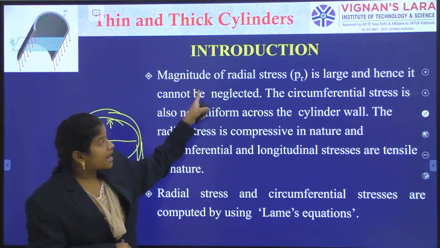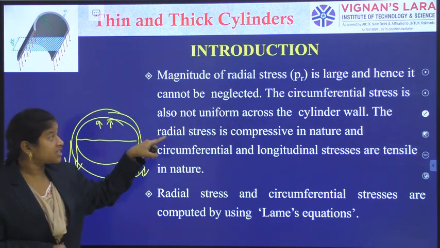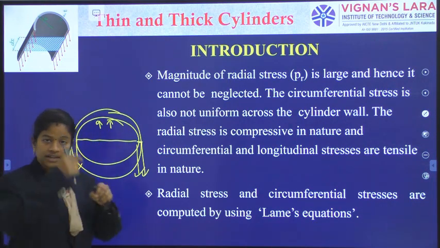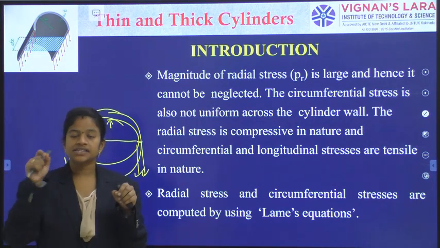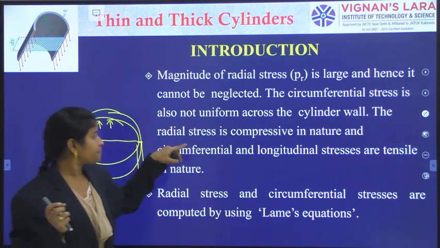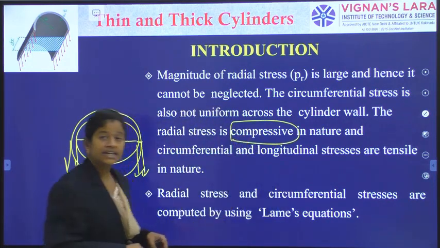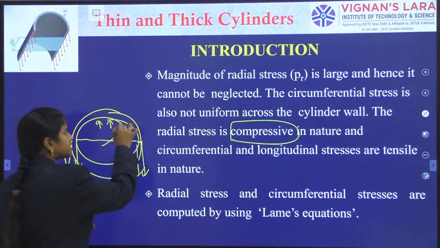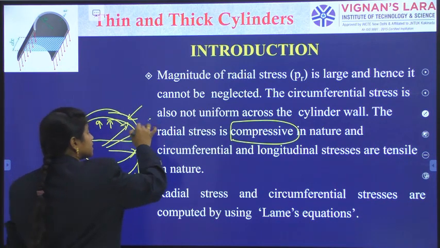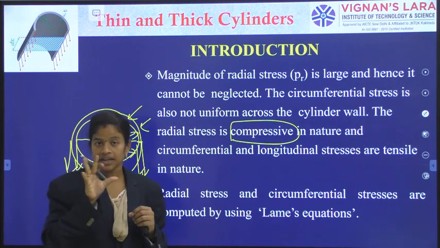And here the magnitude of the radial stress is large and must be considered, and the circumferential stress is also not uniform across the cylindrical wall. So on this cylindrical wall, at every point the circumferential stress is different. It varies based on the different conditions applied on the tanker. The radial stress is compressive in nature. Yes, we have already observed this. Why is it compressive in nature? Because even though the body is trying to expand in this way, this compression is acting and causing the metal to reduce. The thickness is getting reduced because of the expansion.